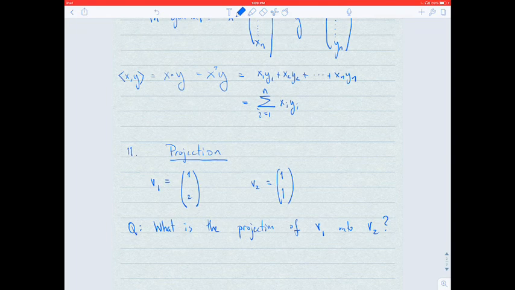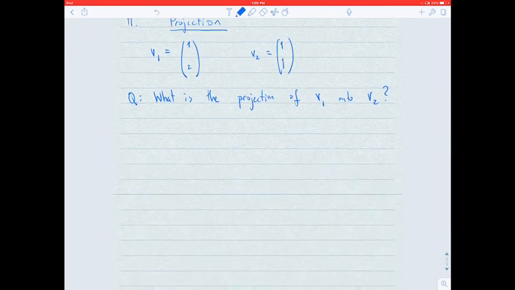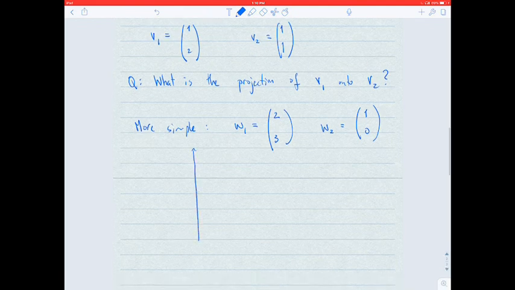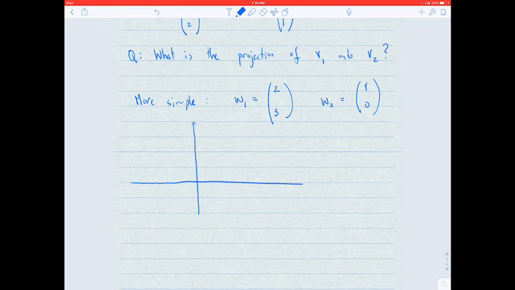So let's look at a simpler example of this before I just tell you what the answer is. A more simple one: let's say, I'll write different letters so we don't get confused, W1 equals (2, 3), and W2 is equal to (1, 0). So now we can draw these. I'm going to draw the x-axis and the y-axis. 1, 2, 3, 4. 1, 2, 3, 4.